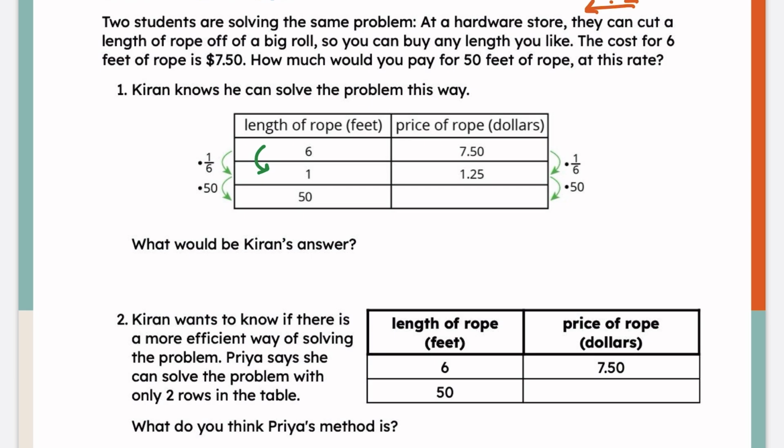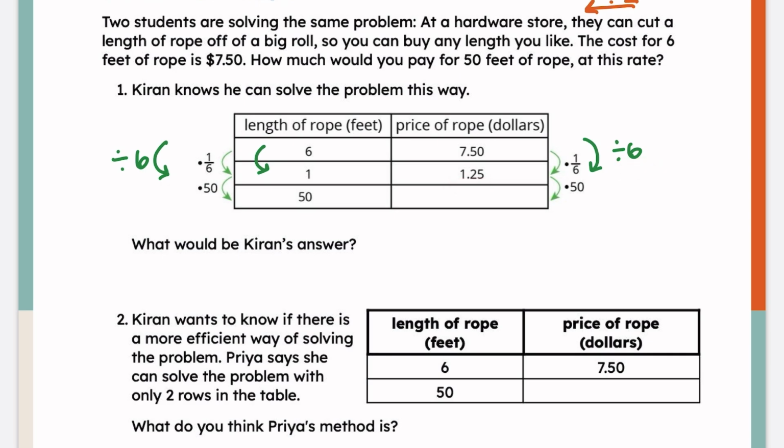So one way that he did it is he multiplied by 1/6. The way that we have practiced in class more often is 6 can turn into a 1 by dividing by 6. And I need to make sure I do the same thing to both parts of my ratio, so I will also divide by 6. You can see Kiran multiplied by 1/6. Either way you do it, 6 divided by 6 is 1, and 7.50 divided by 6 is 1.25.